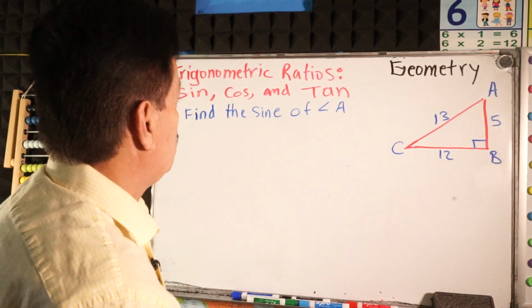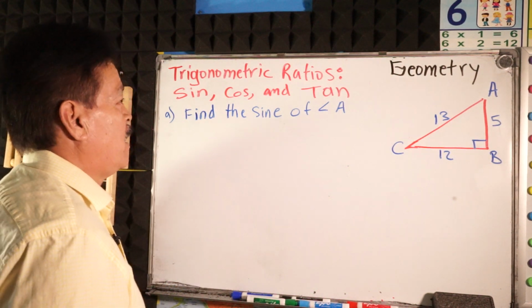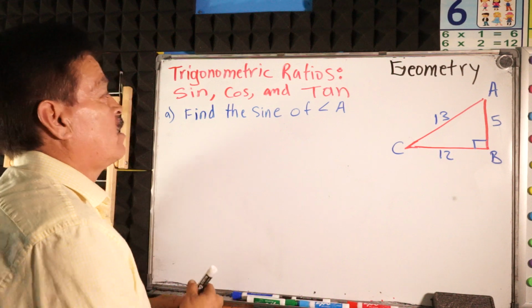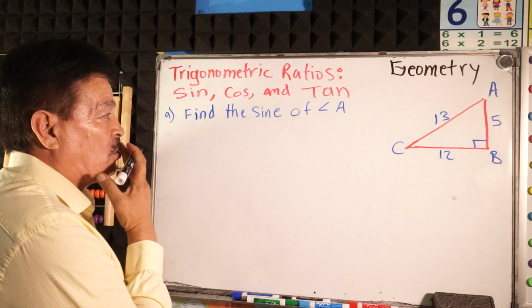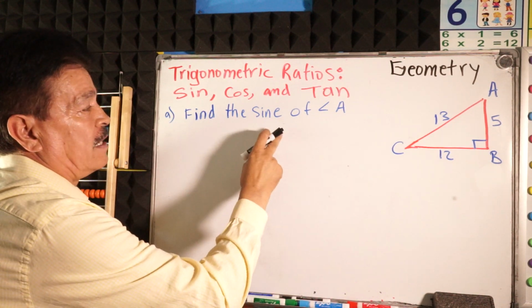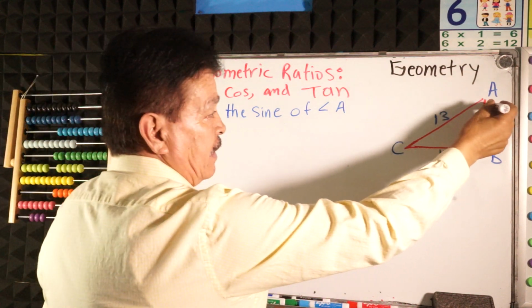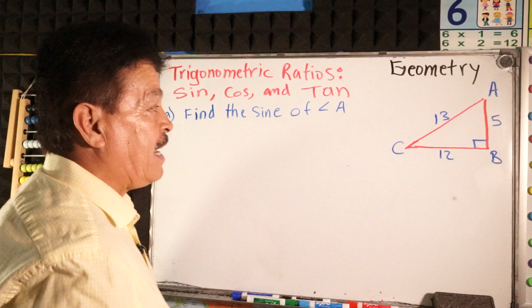Today I will introduce the trigonometric ratios. I mean sine, cosine, and tangent. To see those kinds of problems, let's start with the first problem. Find the sine of angle A. For this angle we have to find the sine.